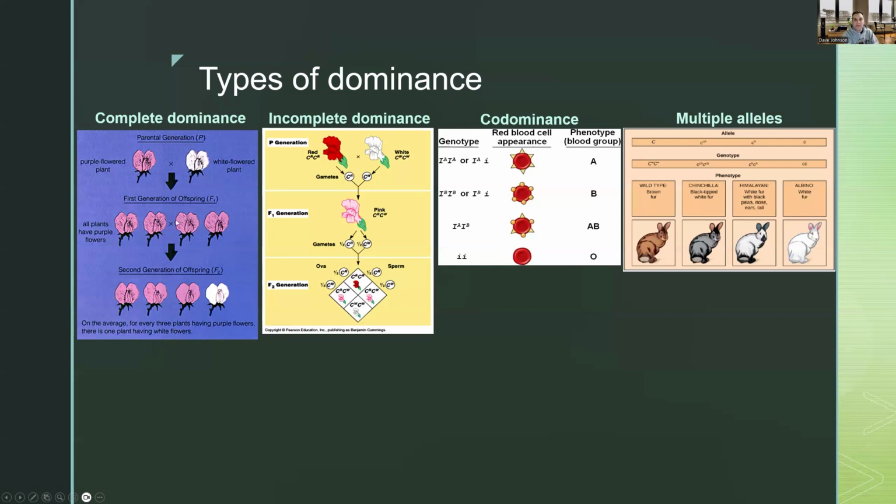However, we don't lose that information, because when we allow these F1 offspring to reproduce, we can recapitulate that white phenotype when we end up with an individual that is homozygous for that recessive allele. In incomplete dominance, we run into an entirely different situation.